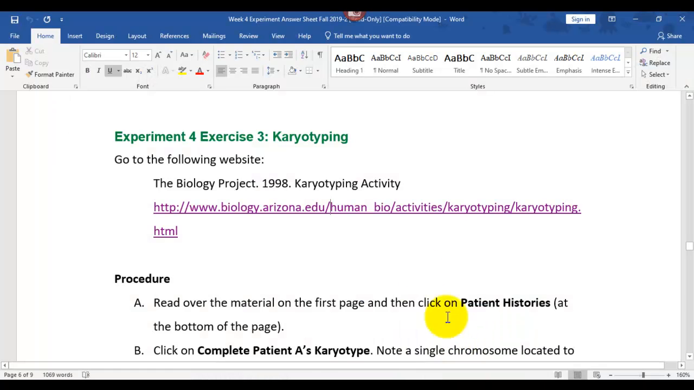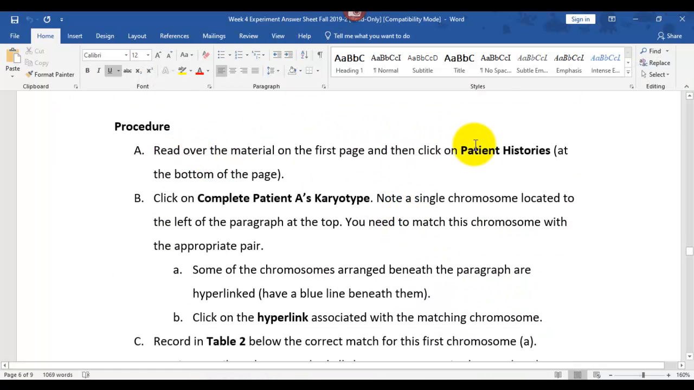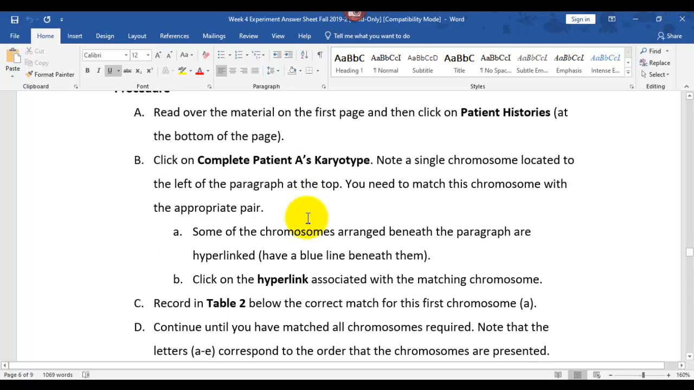So what you're going to do, go down here to start, click on it, and before I do this, it tells you exactly what to do. So read over the material. First of all, you're going to click on patient histories, and then you're going to finish out these karyotypes. Karyotypes are where the chromosomes are removed during metaphase, they are stained, they're photographed, and then they're paired up with their homologous chromosome. You get 23 chromosomes from your mom and 23 from your dad.